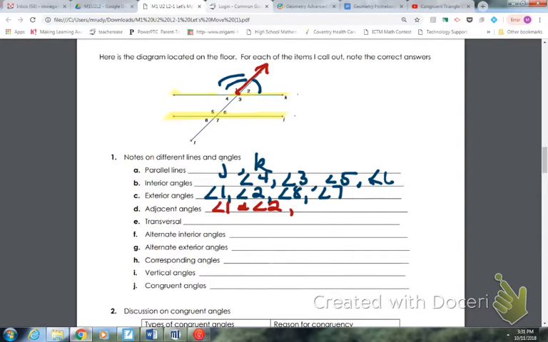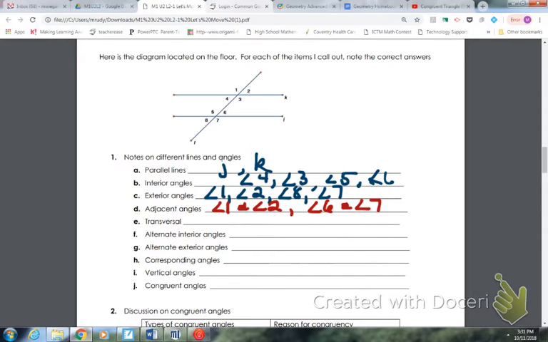Now there are plenty of adjacent angles in the picture. Another pair of adjacent angles could be angle 6 and angle 7. Notice angles 6 and 7 in the picture have this common vertex and share this side. So we said 1 and 2 are adjacent. We could say angles 2 and 3 are adjacent, 3 and 4 are adjacent, 4 and 1 are adjacent, etc. So adjacent angles have a common vertex and a common side.